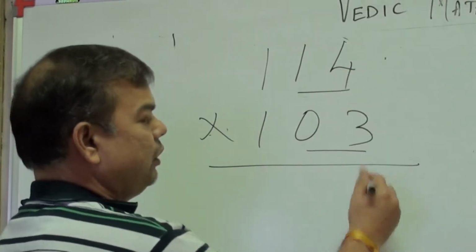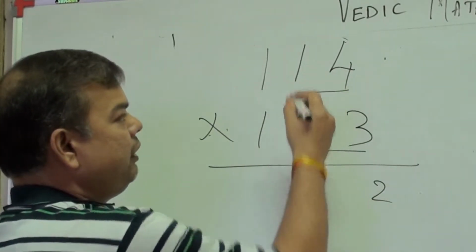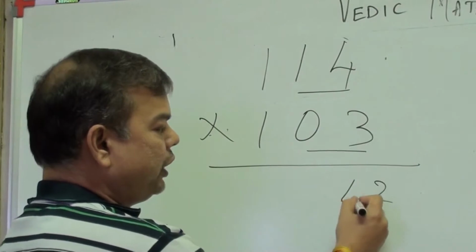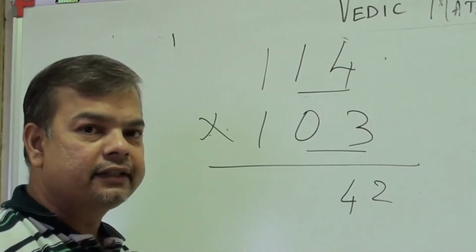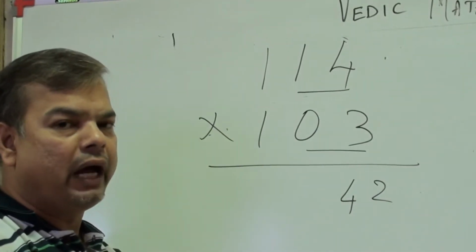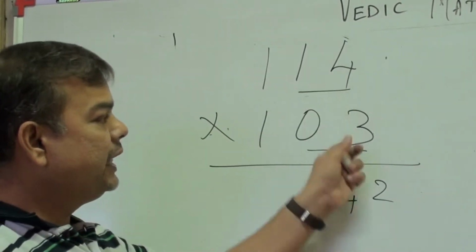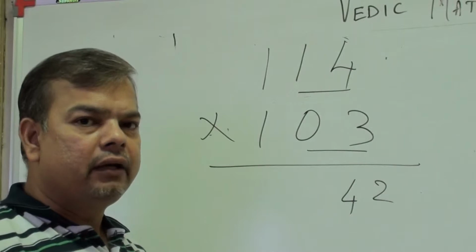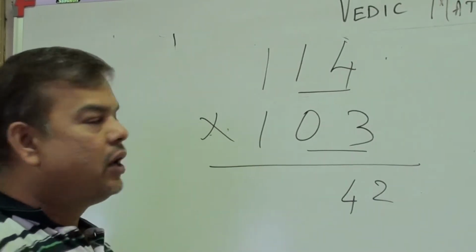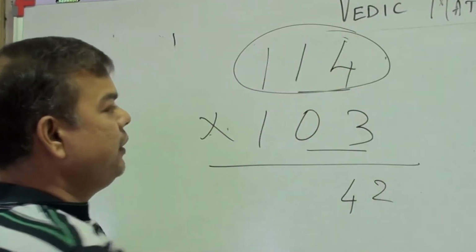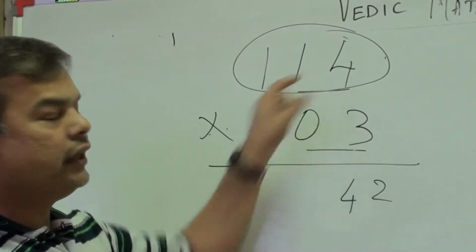So 3 4s are 12 and 3 1s are 3, plus 1, 4, so 42. So you get 2 digits. There is no need to add another 0 because you already got 2 digits. Once the multiplication is over, my job of addition starts. I will take 114 and I will add 03 to this.